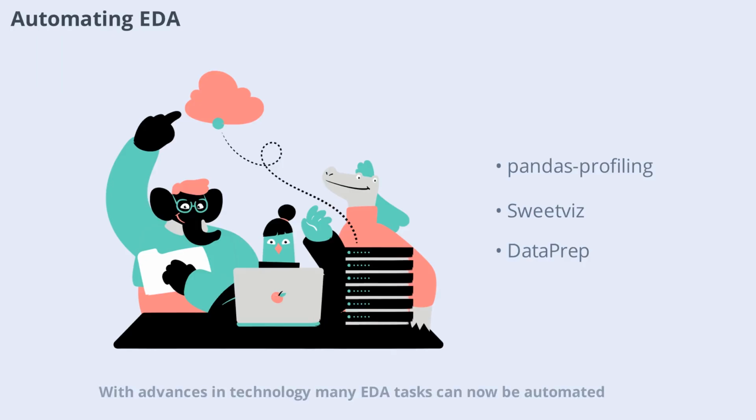With advances in technology, many EDA tasks can now be automated. Tools like Pandas Profiling, SweetViz, and DataPrep automate the generation of summary statistics, visualizations, and reports. Automation saves time and ensures consistency, but it's still important to review results and apply your own judgment.